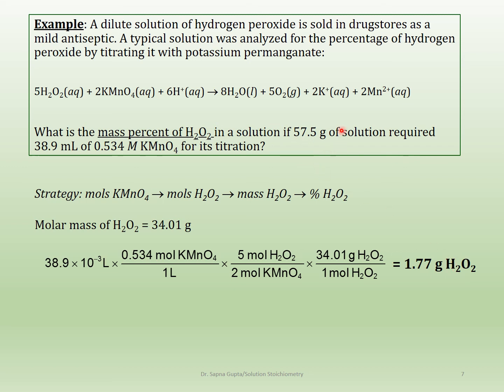We started with 57.5 grams of solution. So then to find the mass percent, we need to take this number divided by the grams of solution in there. And here's our beautiful answer. We have 3.07% of hydrogen peroxide in this solution. So another great stoichiometric problem, which involves molarity.